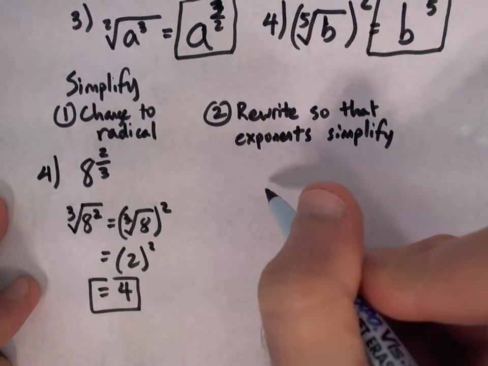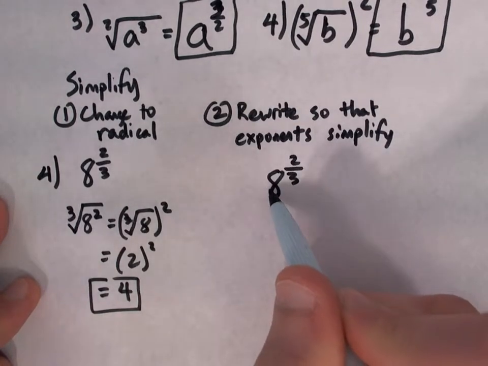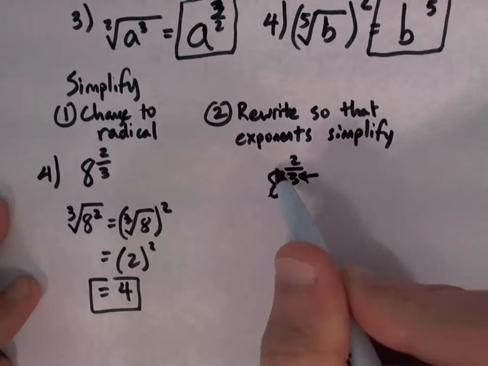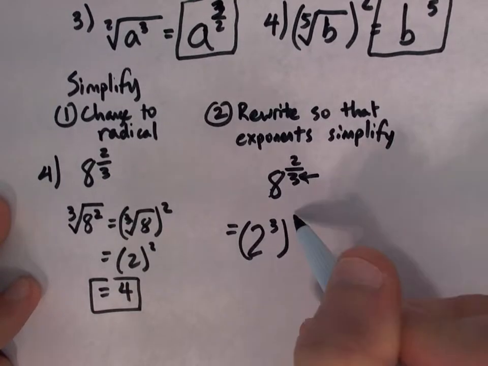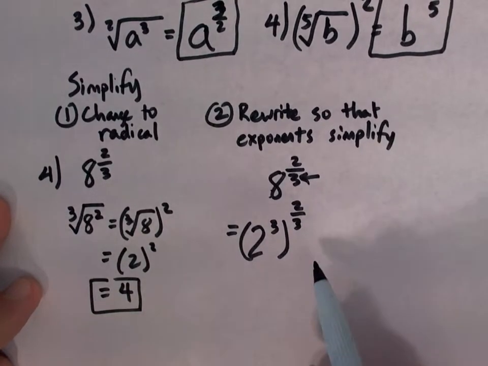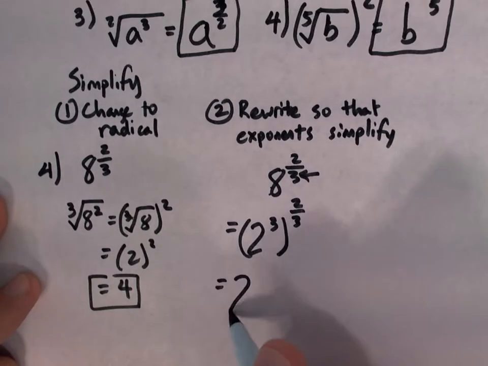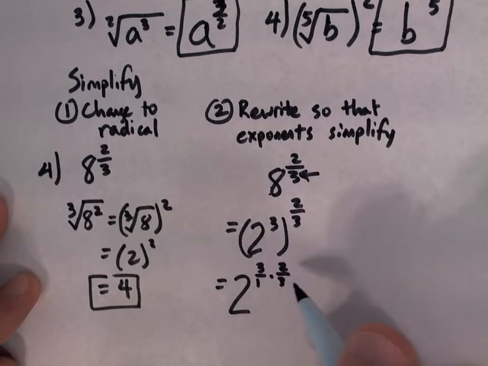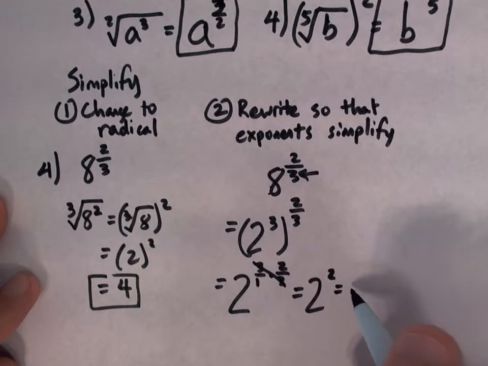In other words, let me start with 8 to the 2/3, and notice that I want this 8 to be written as something to the 3rd power. So let's rewrite that as 2 cubed to the 2/3. Why do we do that? Remember, if I take a power to a power, you multiply these. So really, that's saying 2 to the 3/1 times 2/3. Remember, you multiply when you take a power to a power. 3/3 just makes a 1. So you're left with 2 squared. 2 to the 2 over 1, which is 2 squared, which is 4.